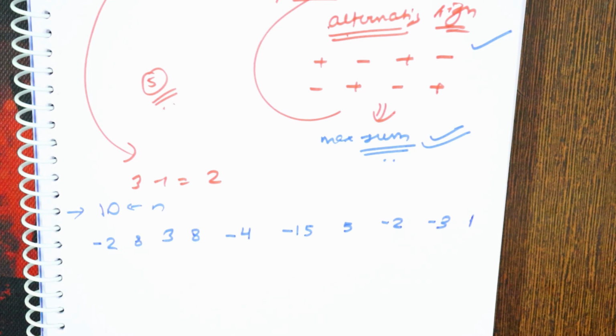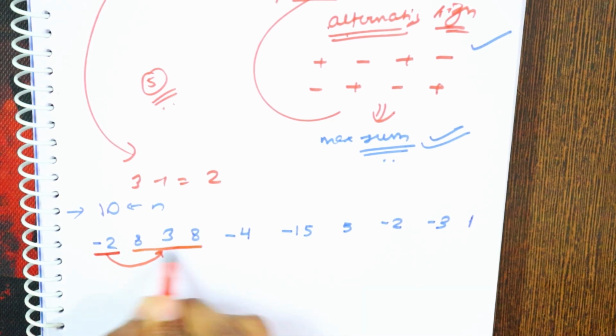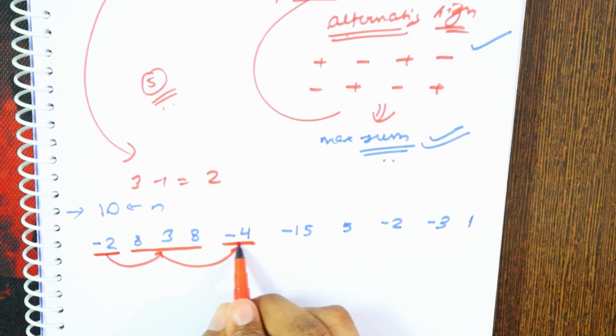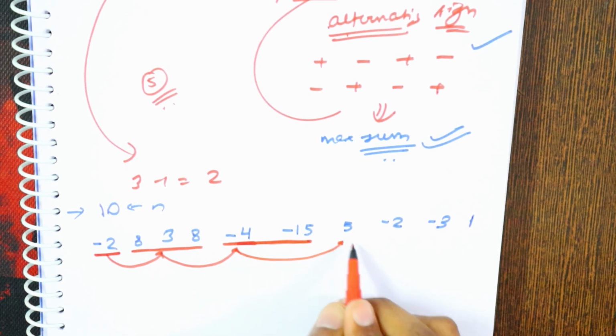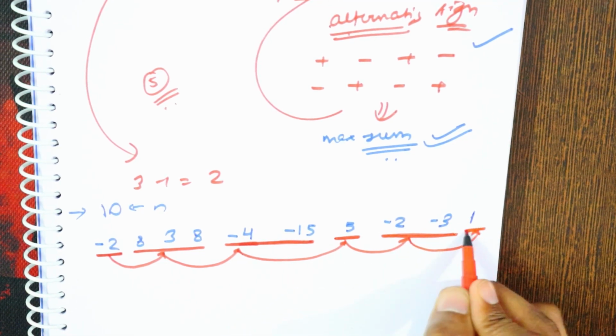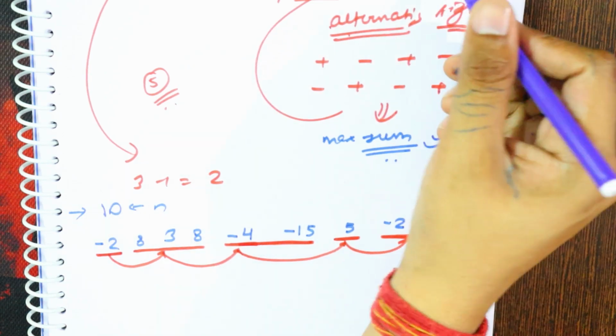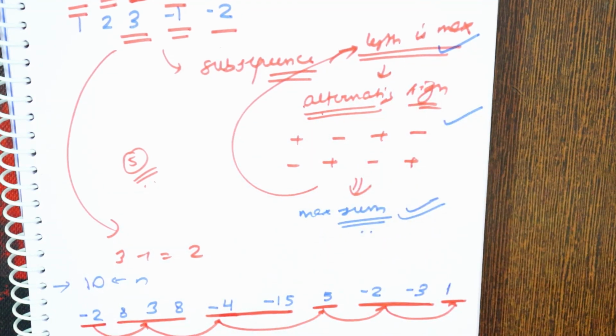Now I will show you how I approached it. First I will have a number which is minus, then a number which is plus from here, it can be any number, then a number which is minus from here, then a number which is plus from here, then a number which is minus from here, then a number which is plus from here. What is the basic approach? I need the maximum length for the alternating signs.